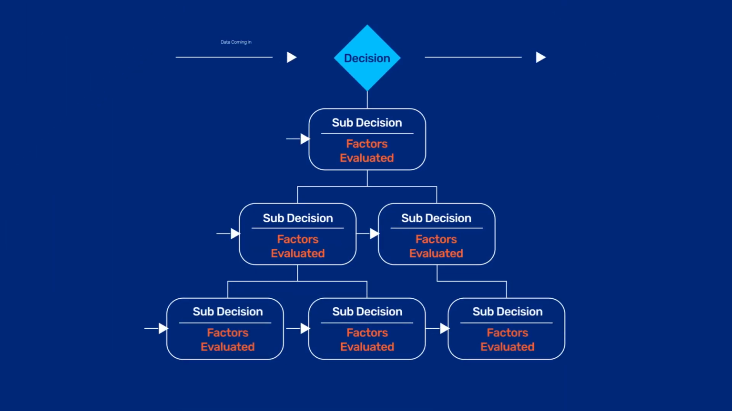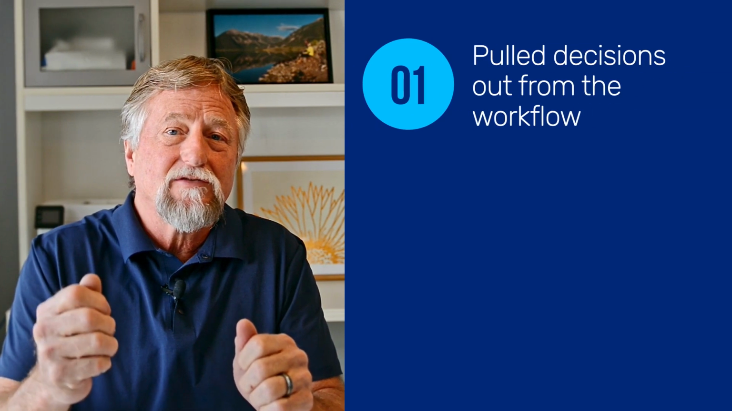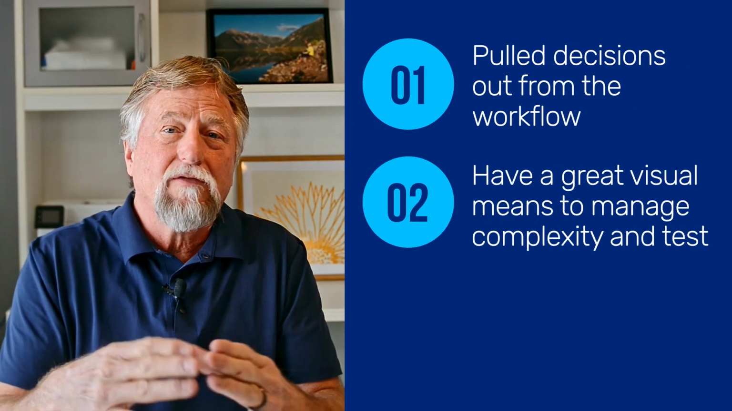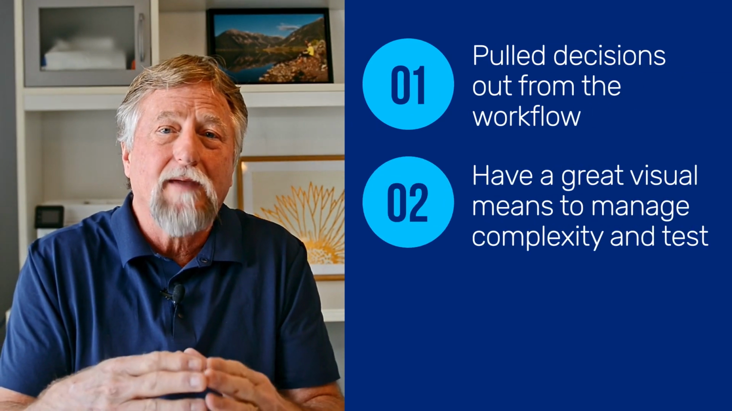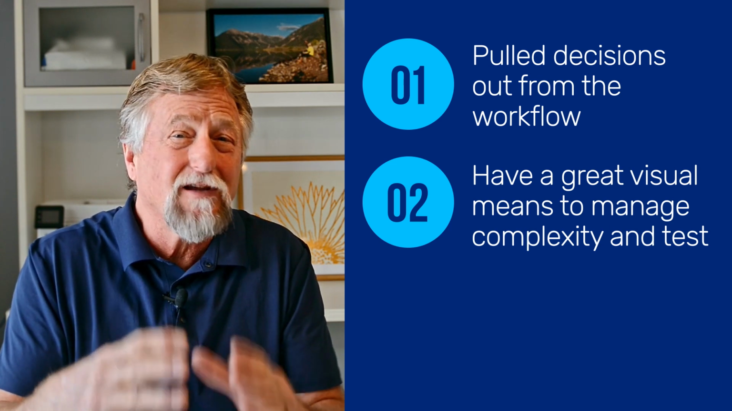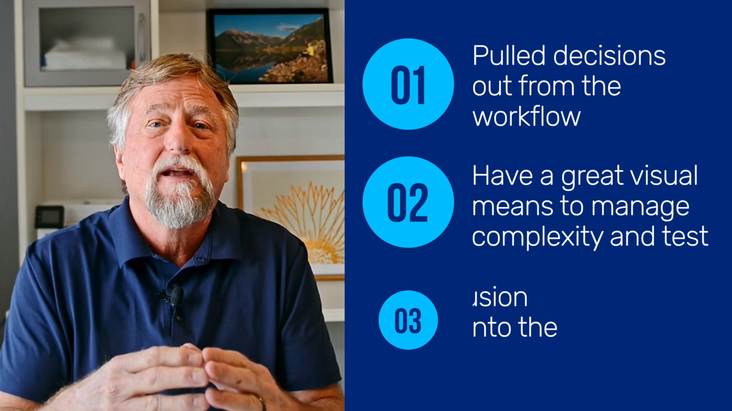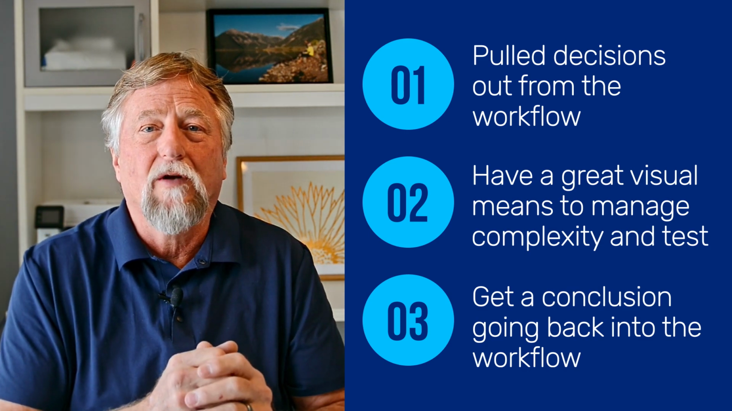As the second picture is showing, you'll see that decision itself is really a tree where I've got data coming in to the decision and I'm going to have a conclusion that comes out. And what's happening in that decision is our tool gives you a visual means to manage all the complexity and sophistication of what's happening inside the decision through these sub-decisions to provide the answer. So I've pulled the decisions out from the workflow. I've got a great visual means that even a business person can directly manage themselves and test, and in essence, come close to just deploying with a single button and then get a conclusion going back into the workflow.